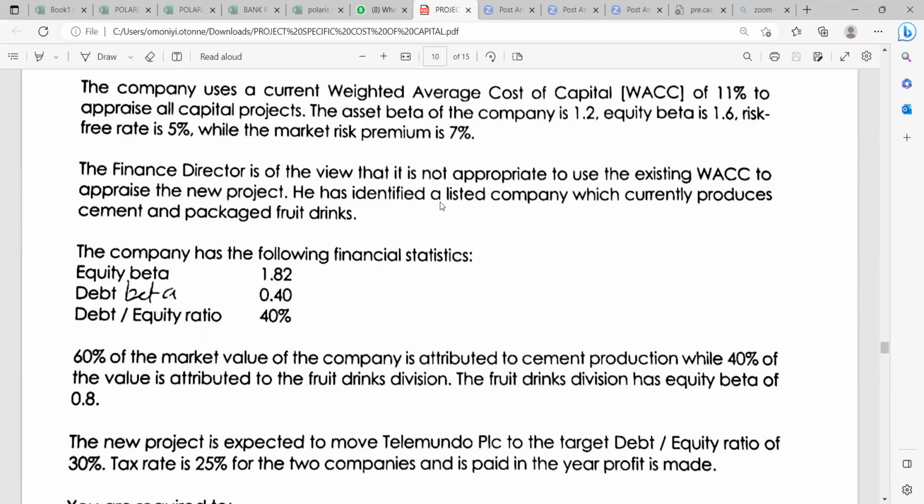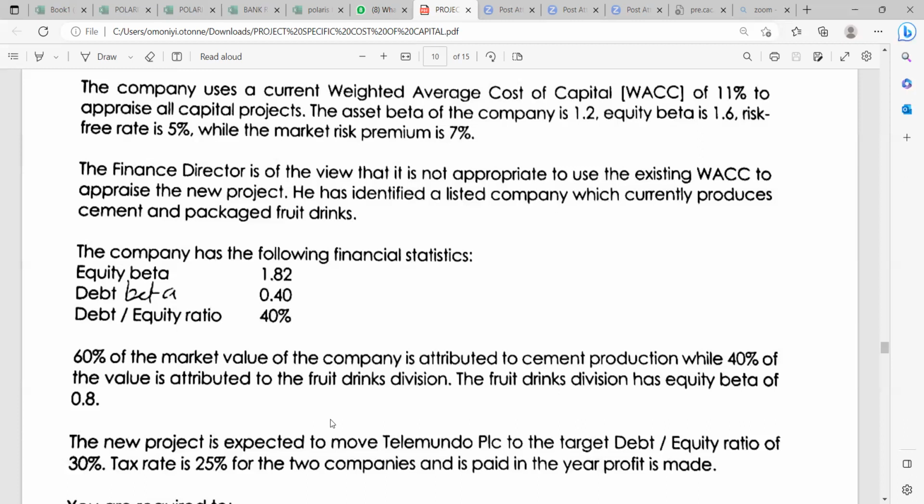So this 0.8 will not affect anything in this 1.82? Yes, it affects it, but how do we split it? You might say they gave you the equity beta of the company, so just remove the fruit from the whole and the balance should be the cement. That's the normal logic, but that's not the way it works. There is a formula you must use to separate both of them, and that is what we want to do.